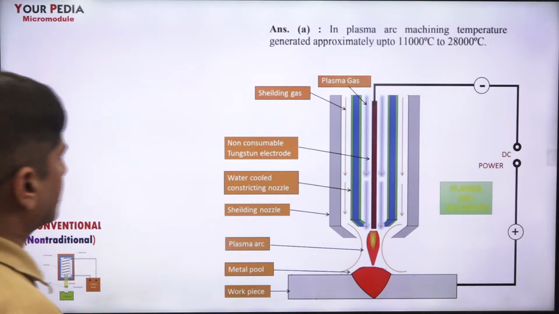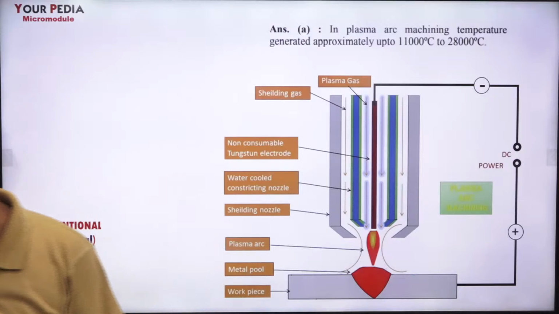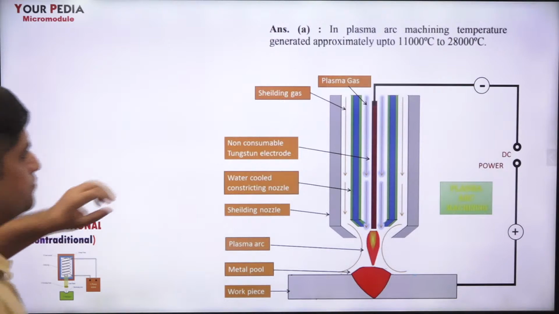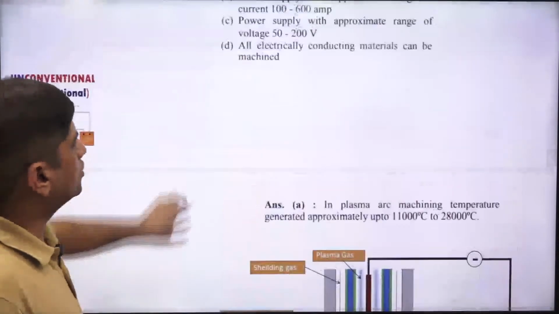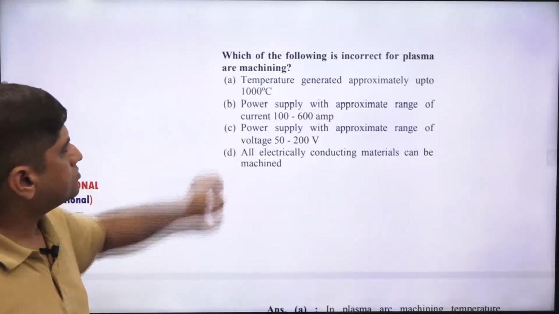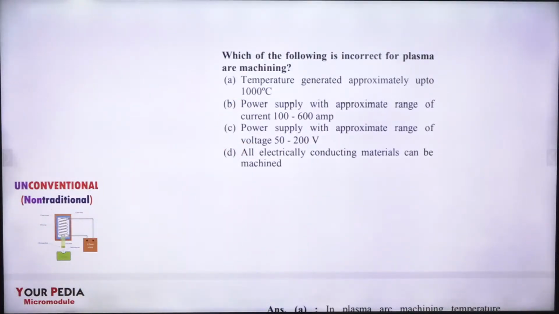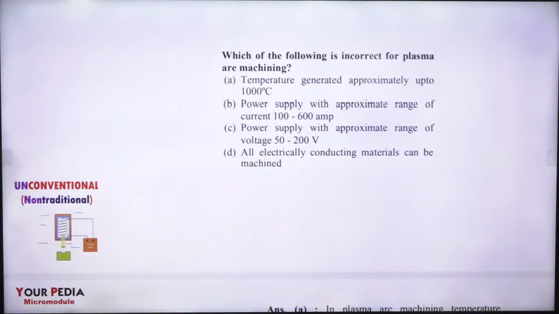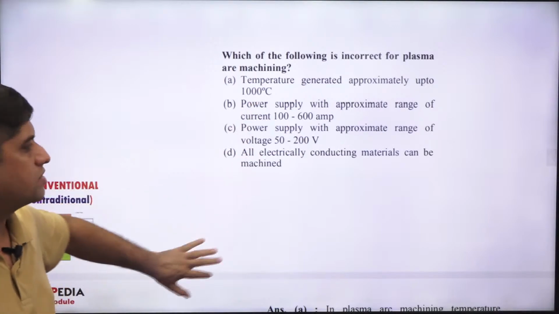What do you mean by plasma? Plasma is the ionized gas. That is what you should know. Another thing you should know is the power supply voltage, the current, and that electrically conducting materials are required. Electrically insulated materials are not used here because you have to create some kind of ionized atmosphere. So these three things are correct. Remember these three things.